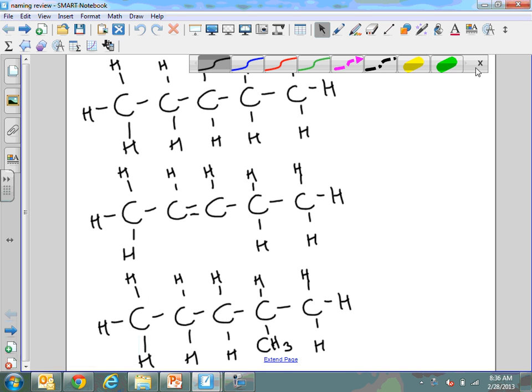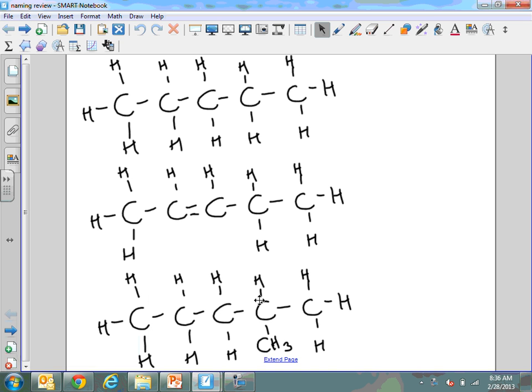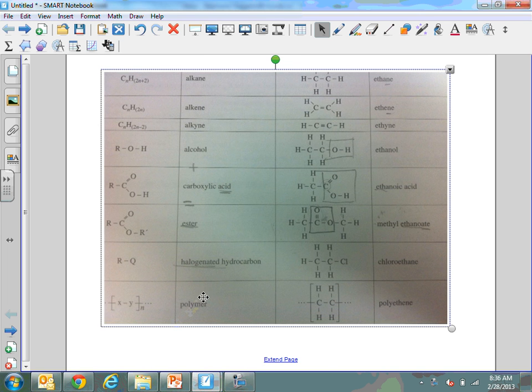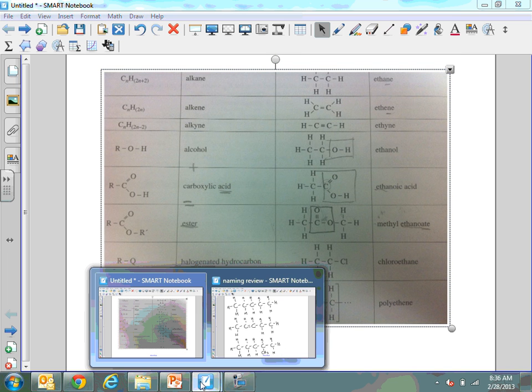All right, so when we're naming organic compounds, the first three types of compounds in your data books on the table are hydrocarbons: alkanes, alkenes, or alkynes. The only types of atoms in these compounds are hydrogen and carbon. The ending of the name, whether it's an -ane, -ene, or -yne, just depends on the type of bonding, if you have single, double, or triple.